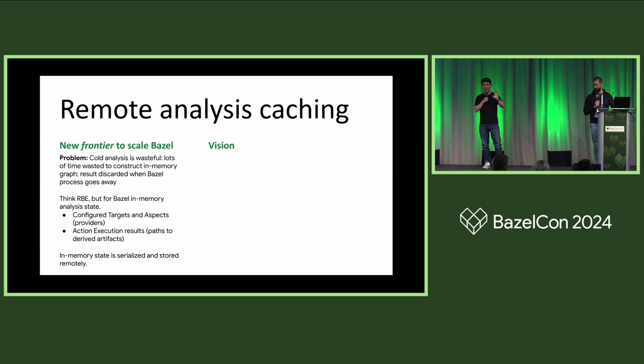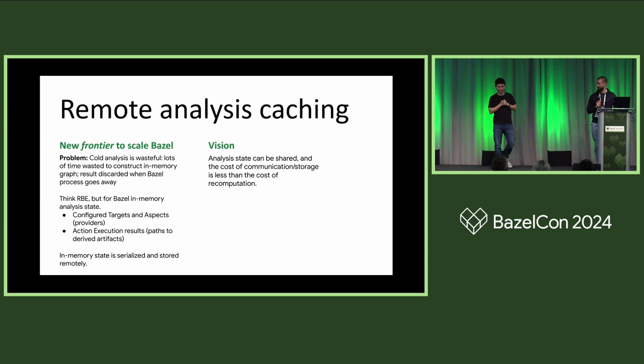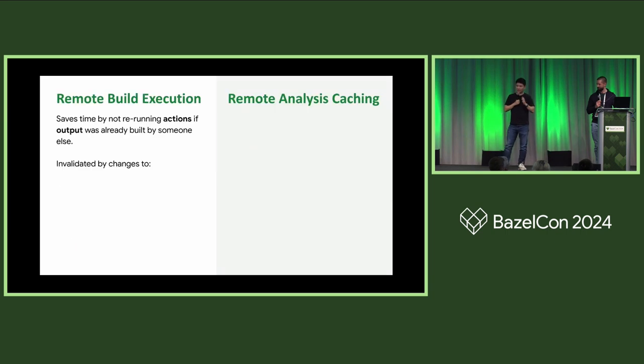So the in-memory state is serialized and stored remotely. The vision that we have is that this state can be stored and shared, and the cost of communicating and storing this state is less than the cost of recomputing. Otherwise, you just recompute them, right? So I want to draw some parallels to help concretize this a bit more.